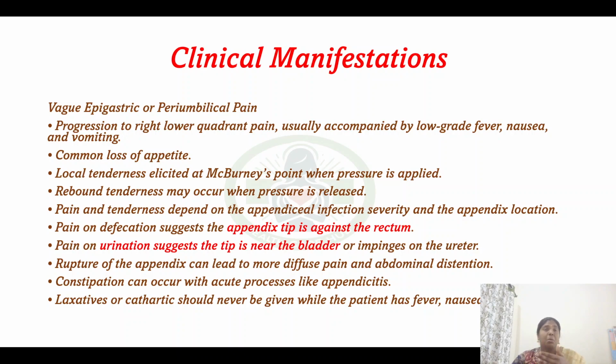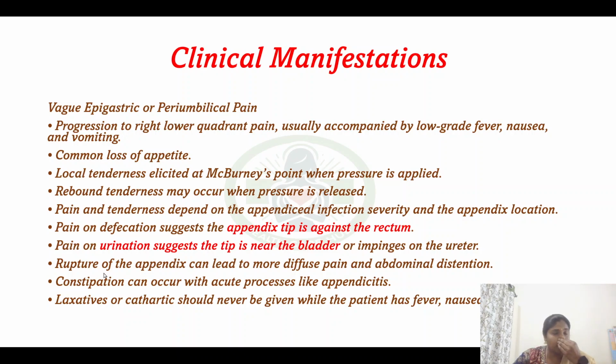If the patient is complaining of pain during defecation, when passing motions, it indicates that the appendix tip is near the rectum, means near the rectum at the posterior region, the appendix is paining. Then pain on urination. If the patient has appendicitis and is feeling pain when passing urine, it indicates that the appendix tip is near the urinary bladder.